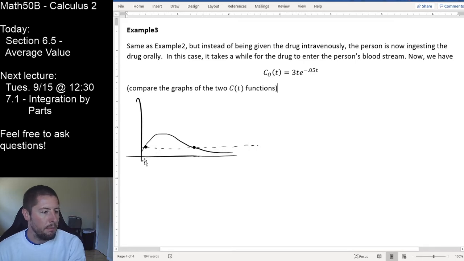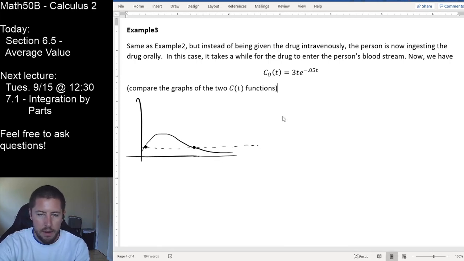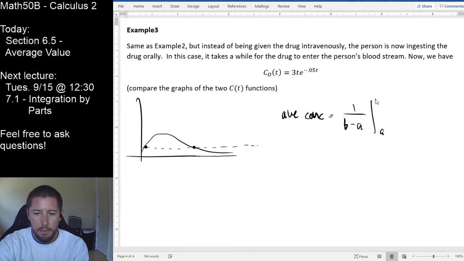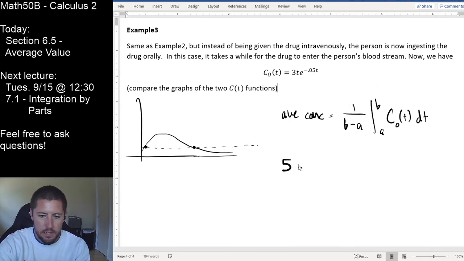But still, I'm expecting to find two answers now, and drawing a picture and making some guesses helps me to see that. So I'm picturing, we're playing the same ball game here. We're saying our average concentration should be 1 over b minus a integral from a to b of our concentration orally. So that's C sub O for oral instead of C sub I for intravenous right there. And again, the average is just a constant multiple times an integral. So there's nothing too crazy about what's happening on the right, but we're going to see that this is actually a little bit stickier than it seems.